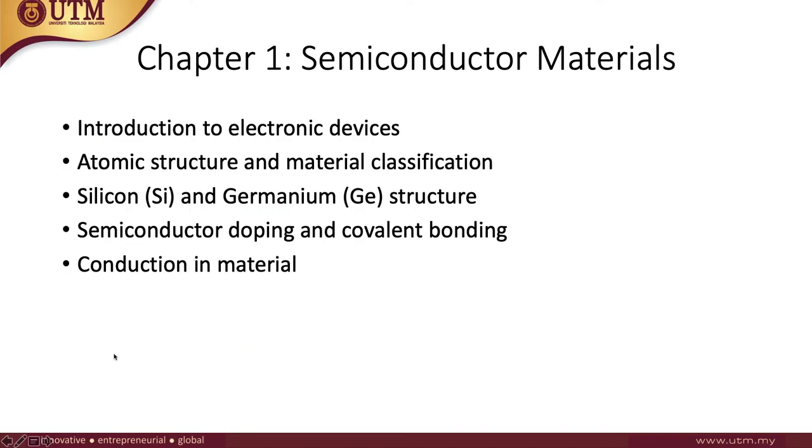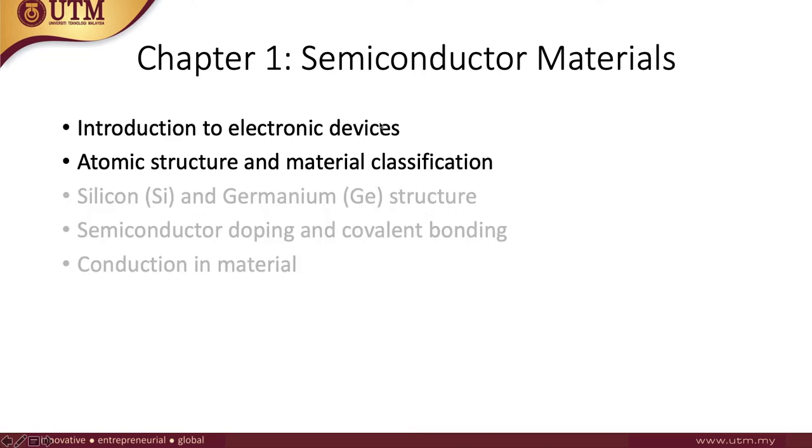Okay. So in chapter 1 we will cover semiconductor materials, and inside this chapter we will learn about introduction to electronic devices, atomic structure and material classifications, silicon and germanium structure, semiconductor doping and covalent bonding, and conduction in material. I think most of these topics you have learned during your high school, and we will look deeper into them in this chapter.